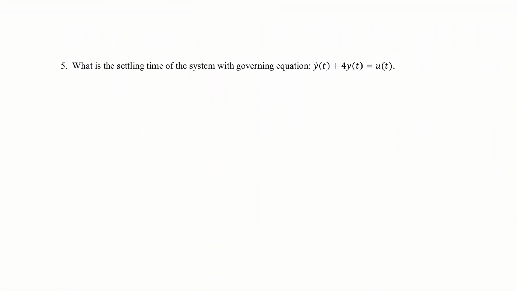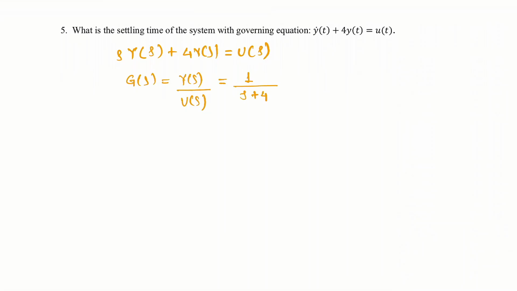Oh, all right, yeah. So let's come to the next question. What is the settling time of the system with governing equation y dot plus 4 into y of t equals u of t? So let's first find its transfer function. Taking the Laplace transform, we'll get g of s equal to y of s over u of s. This will be 1 over s plus 4.